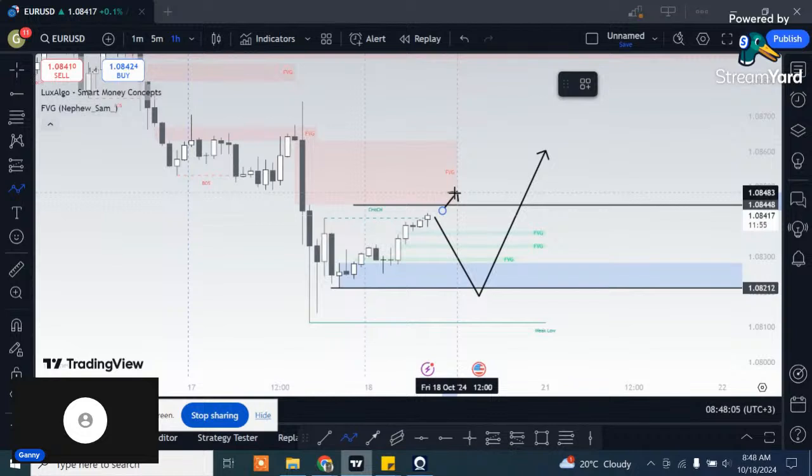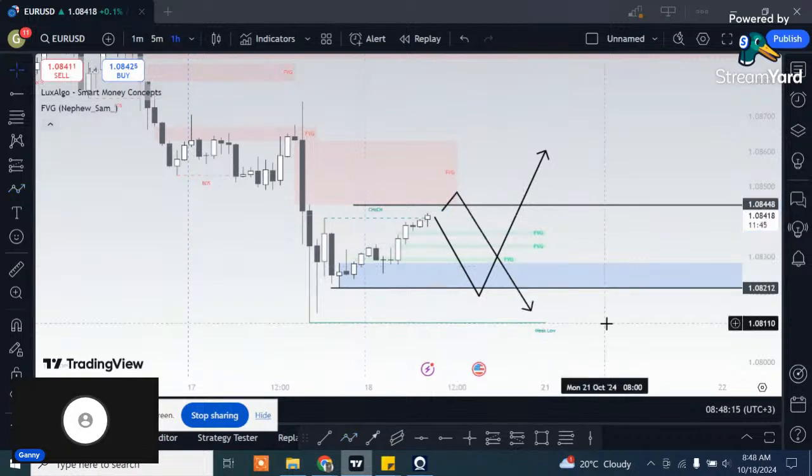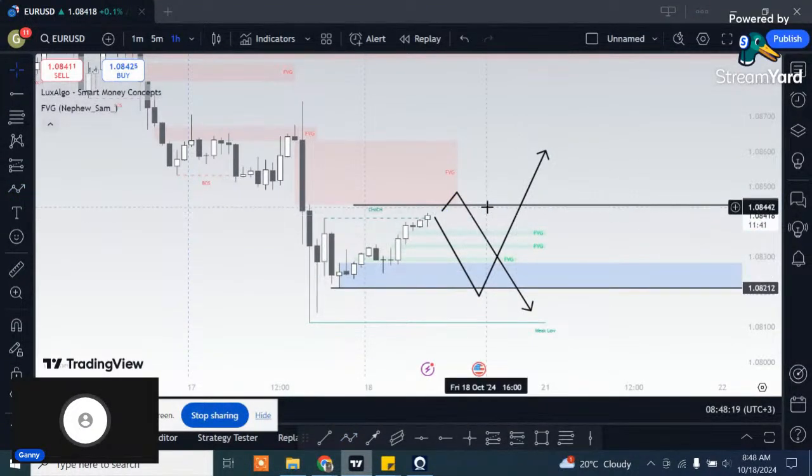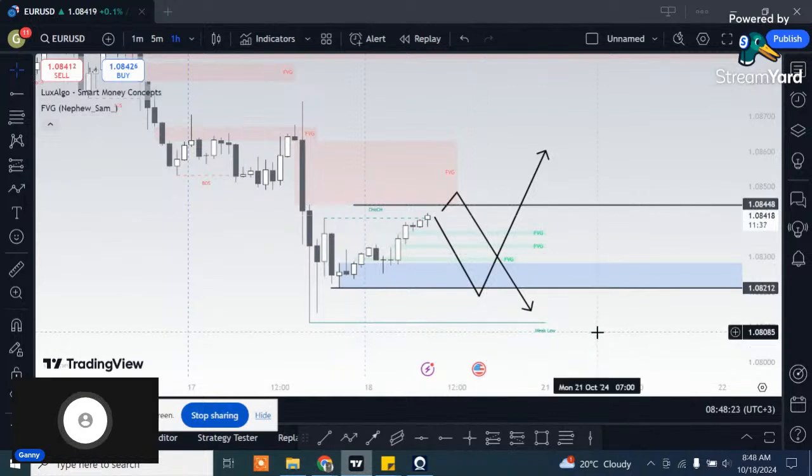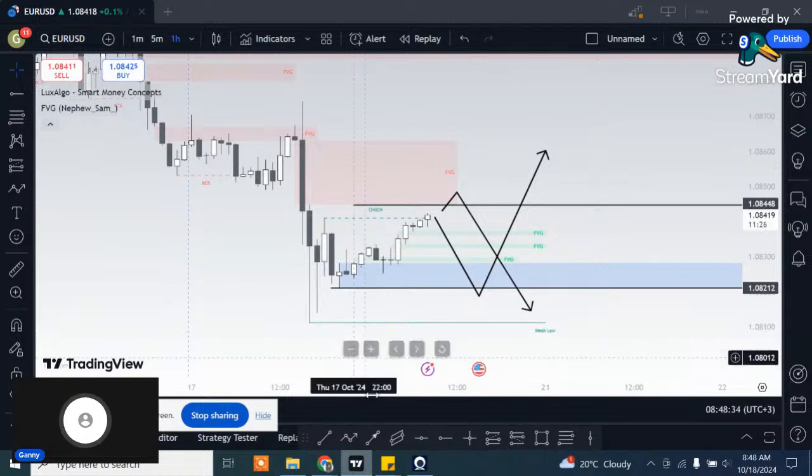So I basically expect price to tap into that level. I expect price to reverse to the downside. So if price taps into this fair value gap, then I'll be going short on the EURUSD today. So basically, this is what I'm looking at for today, the 18th of October 2024.